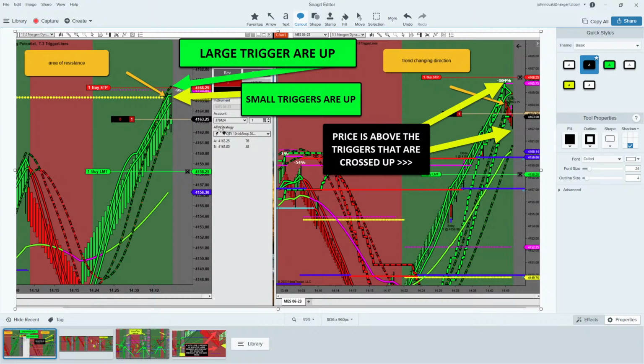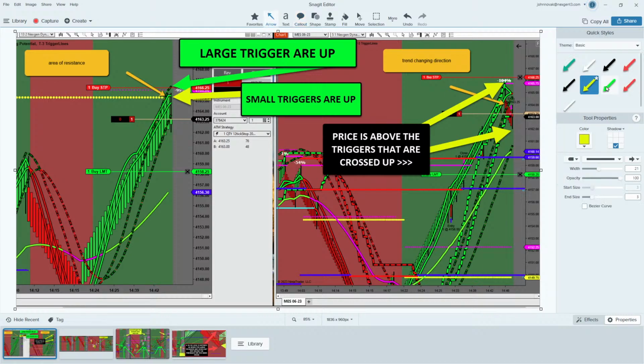How many people have tried this 1,000 times and lost 800 times? I've done it, so I know. It doesn't work. It just doesn't work.